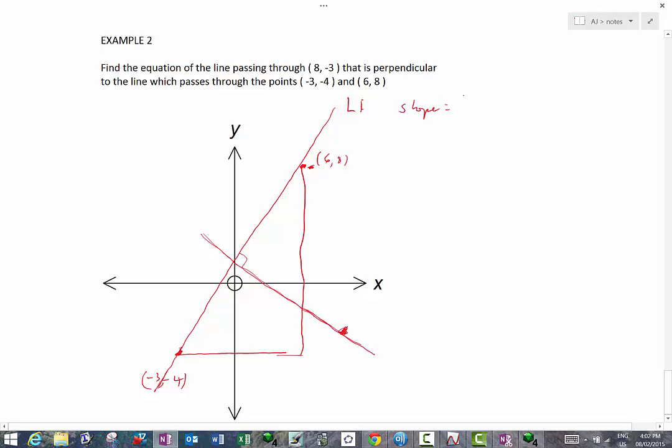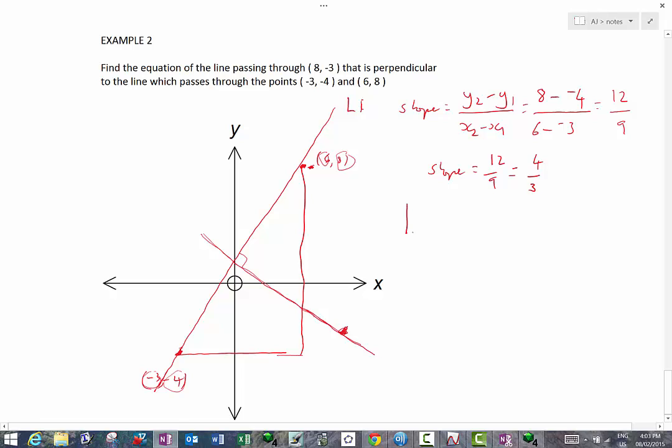So the slope is the difference in the y coordinates, y2 minus y1, over the difference in the x coordinates, x2 minus x1. We have 8 and -4 for the y's, so that's 8 subtract -4, which is of course 8 plus 4, which is 12. And for the x's we have 6 subtract -3, which is the same as 6 plus 3, which is 9. So the slope is 12/9, which is 4/3. So the perpendicular slope is the negative reciprocal of 4/3, which is -3/4. So we know the slope and we know the point (8, -3).